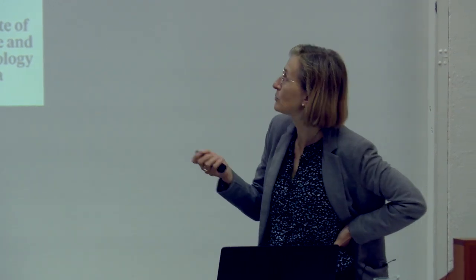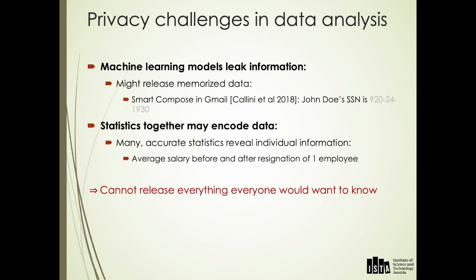Even worse, in machine learning, very often these algorithms actually memorize data. For example, there was a paper in 2018 by Carlini et al. where they showed that Smart Compose, which is the sentence completion in Gmail, was leaking the social security number of one of the users. Because they had used training data that had that information in it, and it happened to learn that by heart.